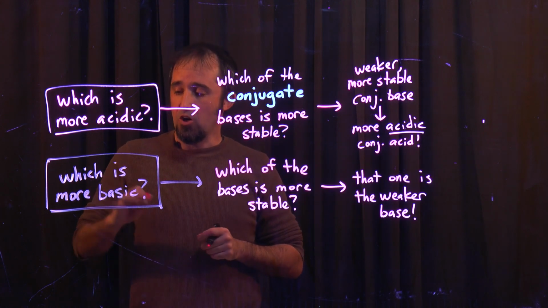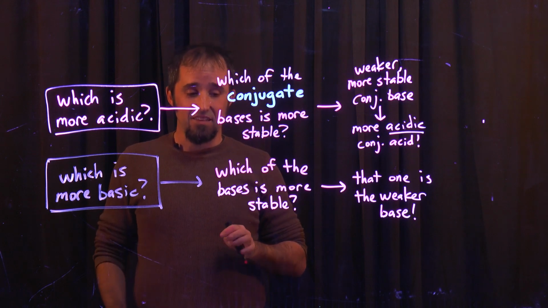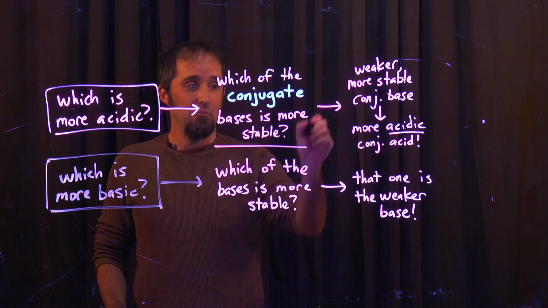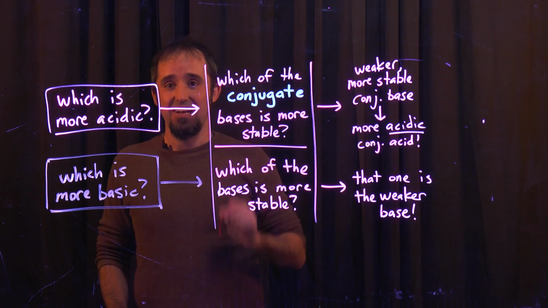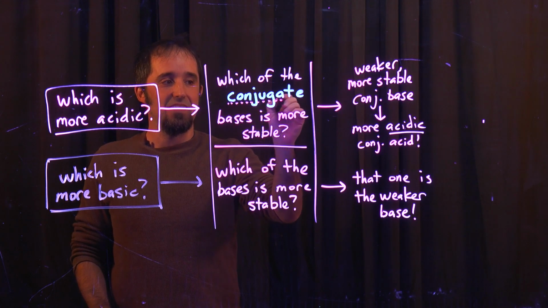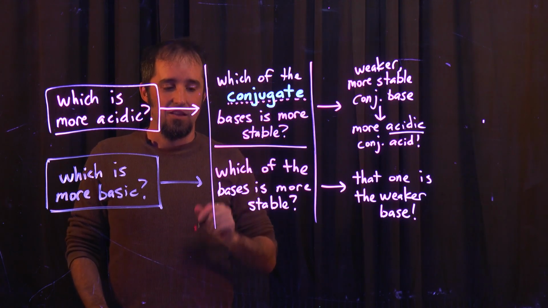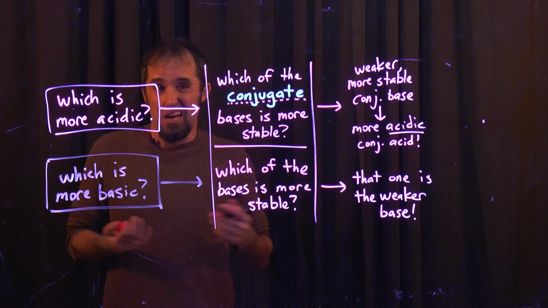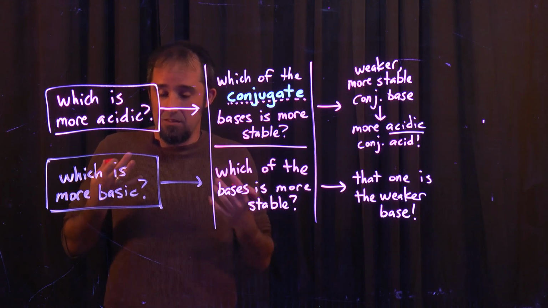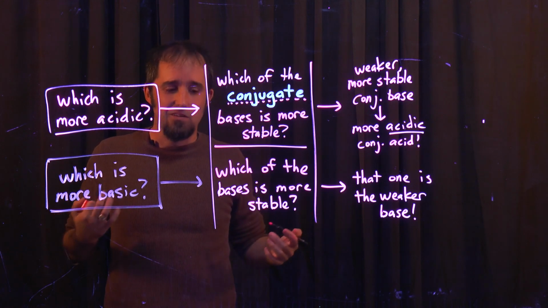If I want to know which is more basic, I'm asking which of the bases is more stable. Now, that can be compared with our second step up here. But notice the difference. Up here, I had to look at the conjugate base. And when I'm looking at basicity, I don't even have to do that. I don't have to think about what the conjugate base is. I just look at the base itself. So that's cool.